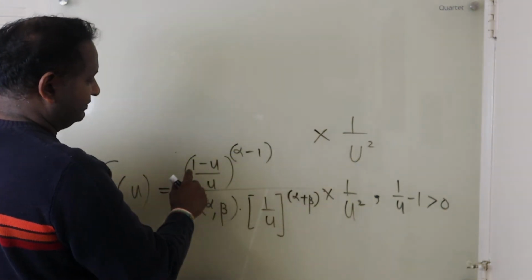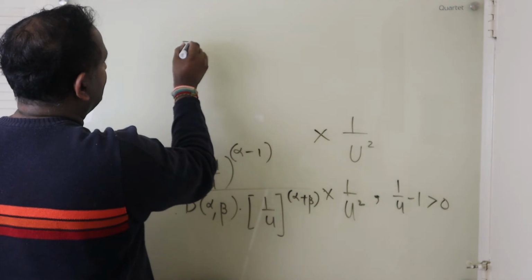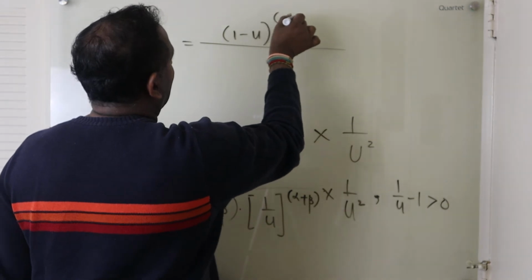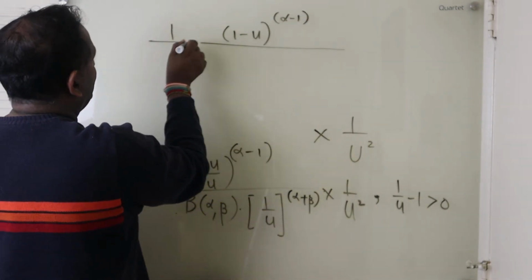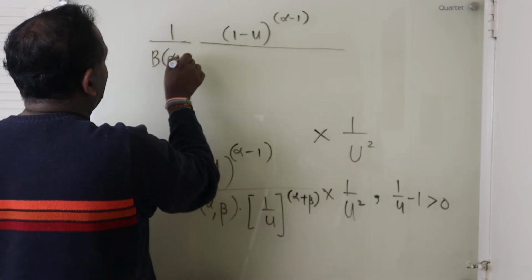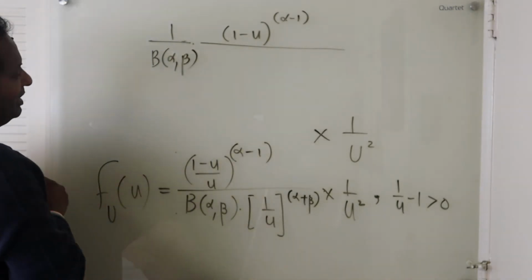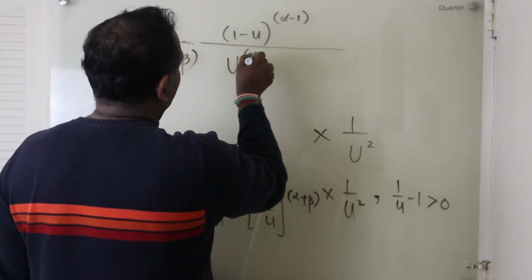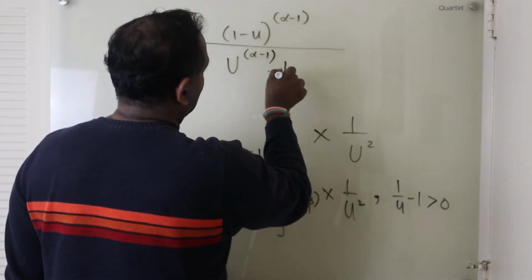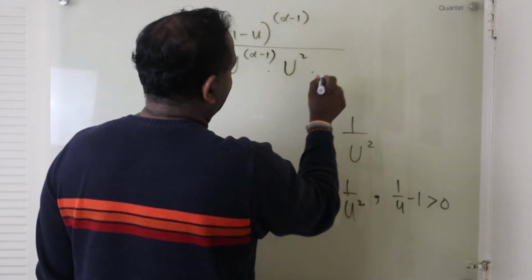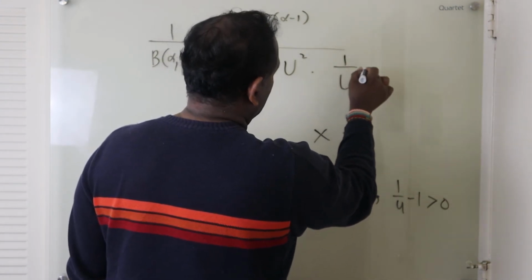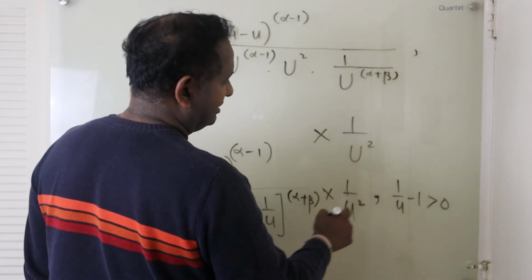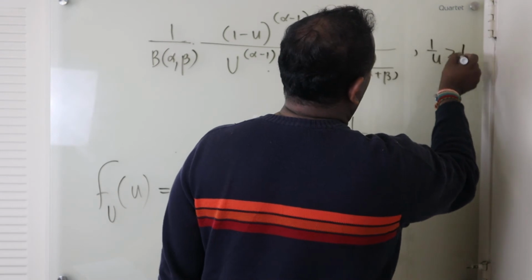When you simplify this one, 1 minus u to the power of alpha minus 1, I'm going to write 1 over beta function alpha comma beta here. Then you have u to the alpha minus 1, u squared plus 1 over u to the alpha plus beta. You can write it like that. And here, 1 over u greater than 1.